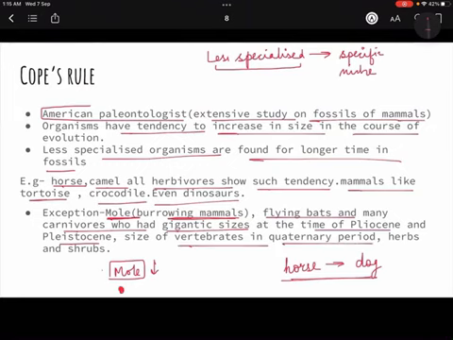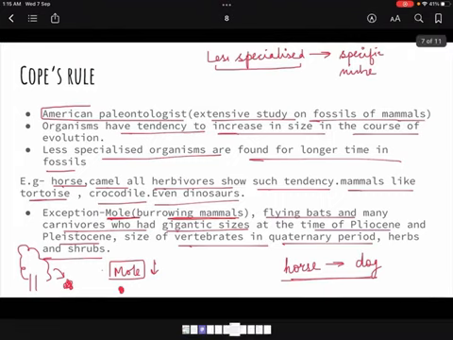Similarly for vertebrates in the Quaternary period, herbs and shrubs which were once gigantic trees, very big, now become just herbs and shrubs, so reduced in size. It is an exception to Cope's rule. Again the same criticism, that it is descriptive generalization, not very empirically tested.